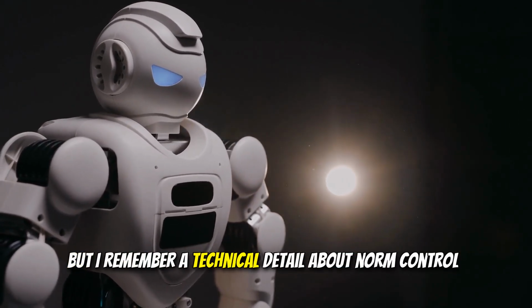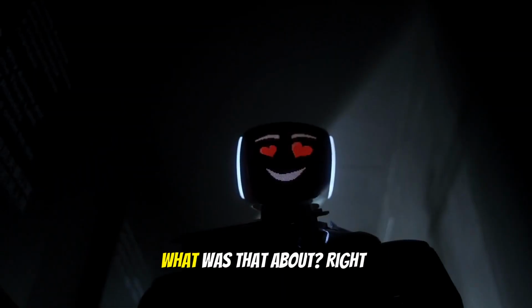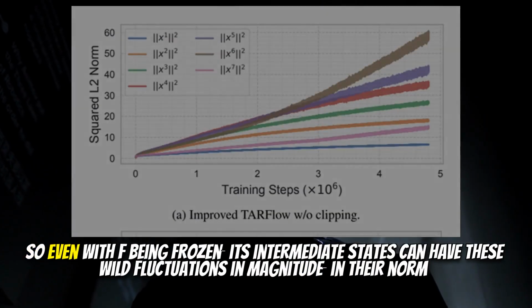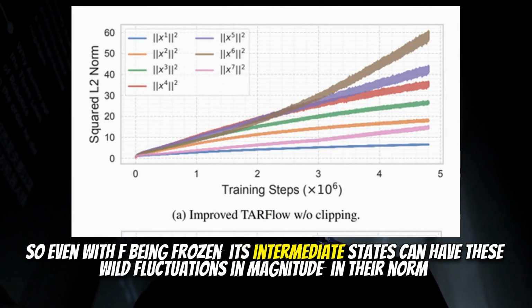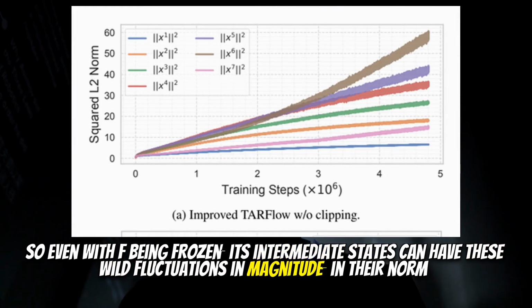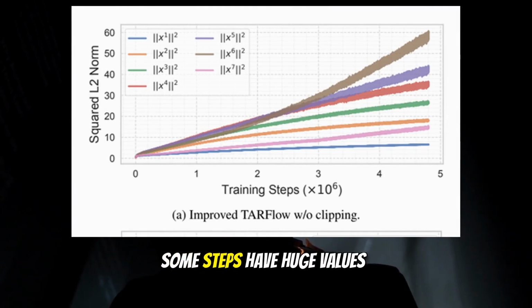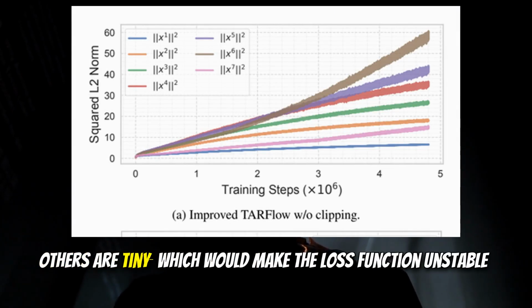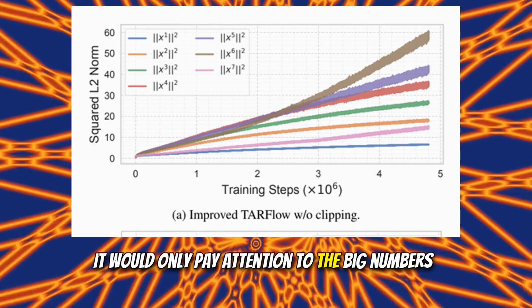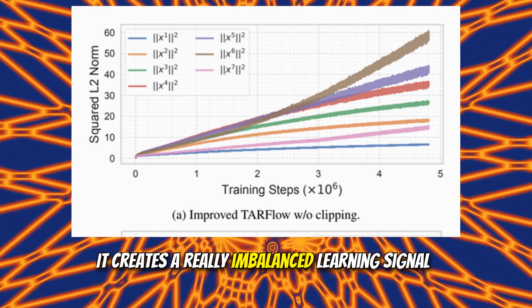But I remember a technical detail about norm control. What was that about? Right. So even with F being frozen, its intermediate states can have these wild fluctuations in magnitude, in their norm. Some steps have huge values, others are tiny. Which would make the loss function unstable? It would only pay attention to the big numbers. You got it. It creates a really imbalanced learning signal.